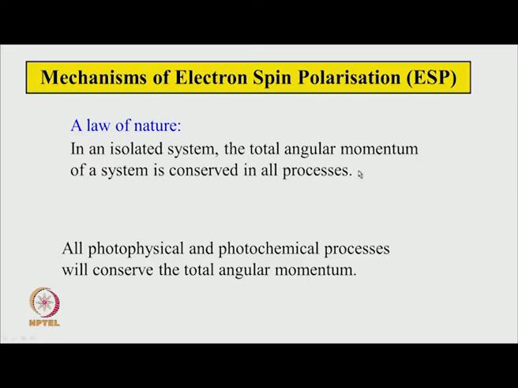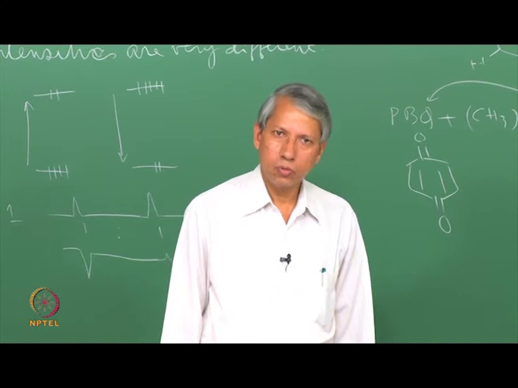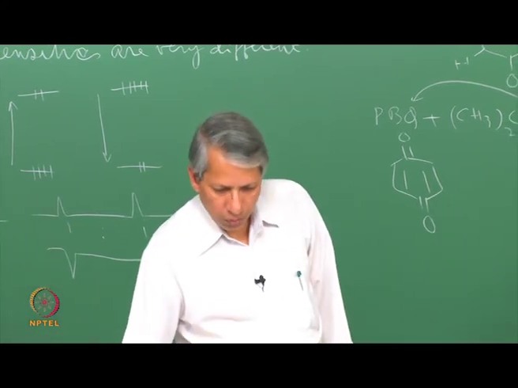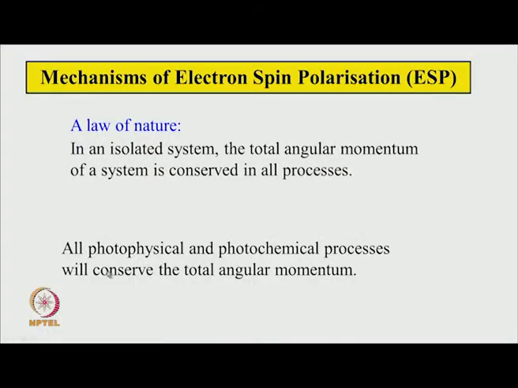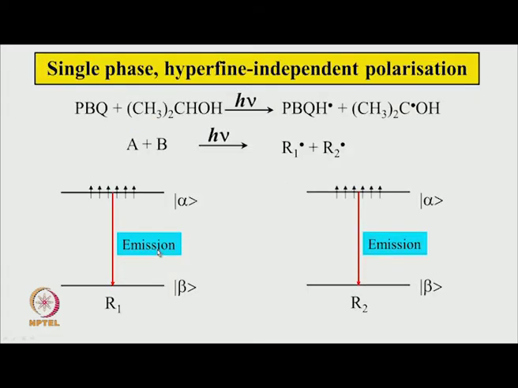So, there cannot be any creation or destruction of angular momentum out of nowhere; there has to be somebody to do that. So, all photophysical and photochemical processes will conserve the total angular momentum. We take it to be a fundamental law of nature and see how much we can progress based on this.